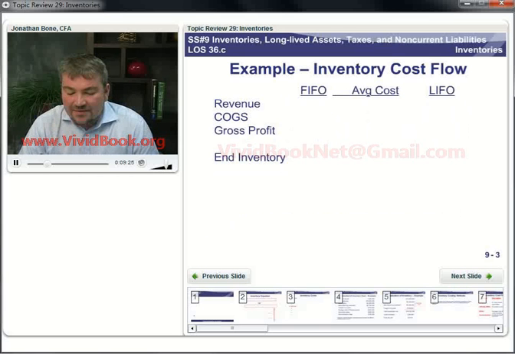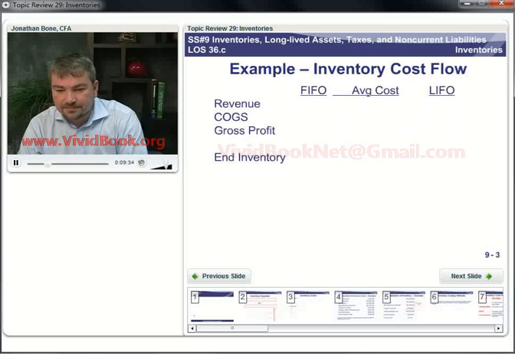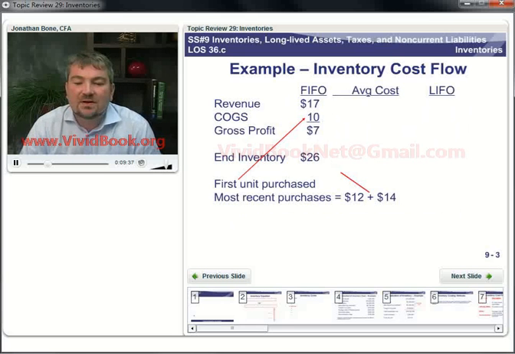So first of all, our revenue. Well, our revenue should be pretty much the same under all 3 methods. It should just be the units that we sold times the selling price, which was $17. In it goes, there's our $17 for FIFO.